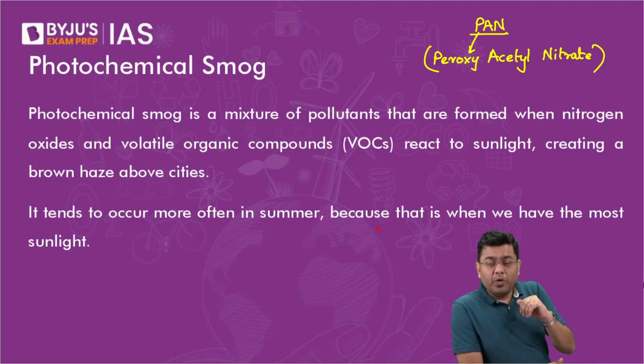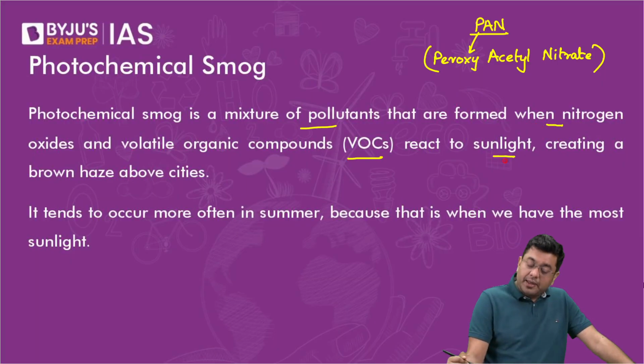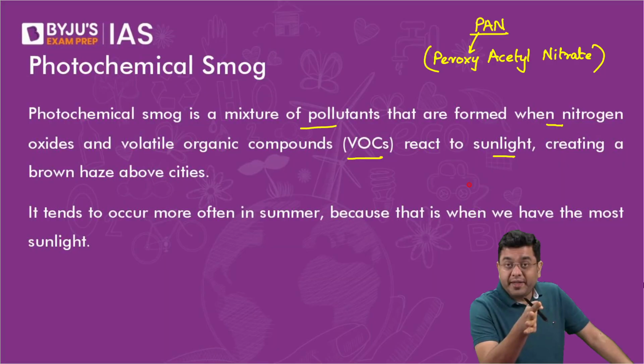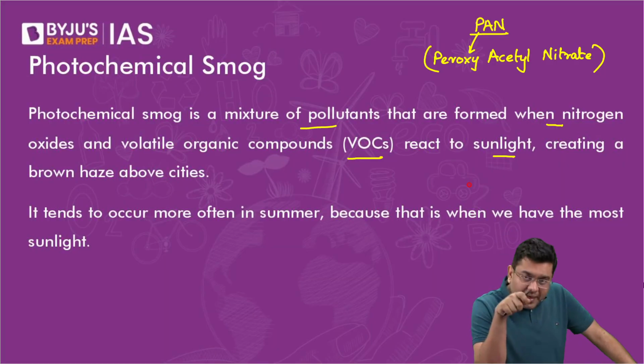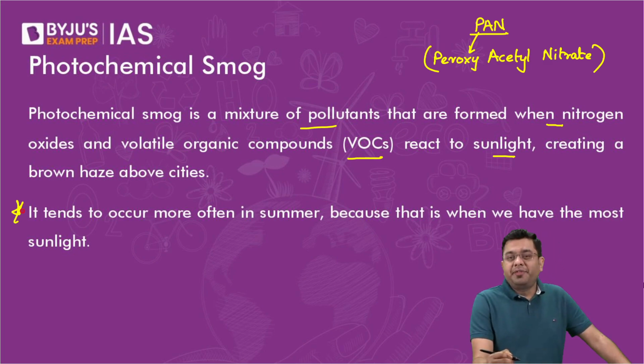In fact, right now, almost above the entirety of the Indo-Gangetic plains, majority of the regions, you will find this photochemical smog to be formed. Right. So photochemical smog is a mixture of pollutants that form when nitrogen oxides and volatile organic compounds react to sunlight, creating a brown haze above cities. Now, I understand this definition appears to be very similar to what we have seen for the production of ground level ozone. But understand, ground level ozone production is a must when this peroxyacetyl nitrate formation happens. It tends to occur more often in summer because that is when we have sunlight.